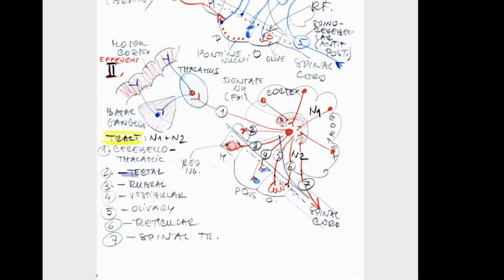The second group of the tracts is called tectal. That means that these pathways end at the level of the tectum of mesencephalon, and tectum is connected, as you remember, with the subcortical centers of the visual and auditory pathway, so also involved in the control of the movements. Number 3 is the cerebellorubral, ending at the level of the red nucleus we see. Number 4 is the cerebrovestibular, finally reaching the vestibular nuclei as the feedback.